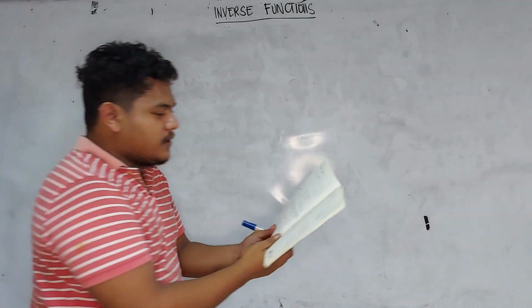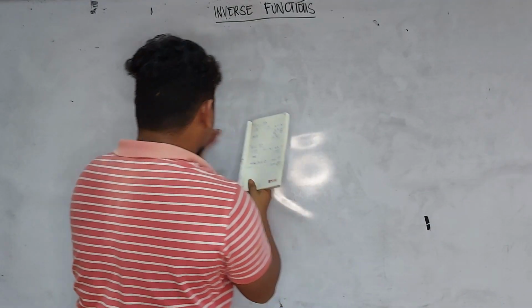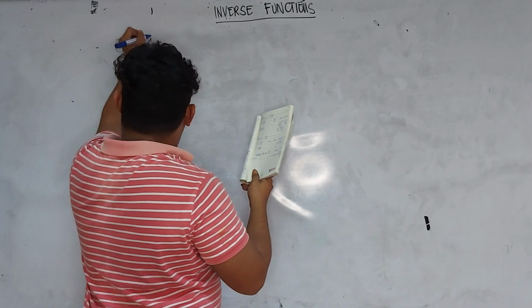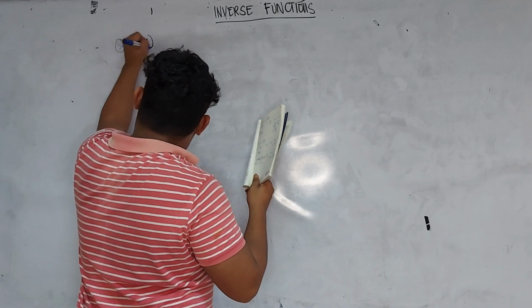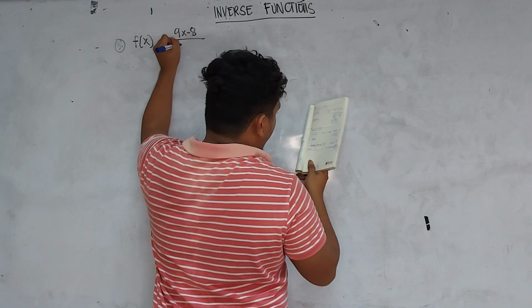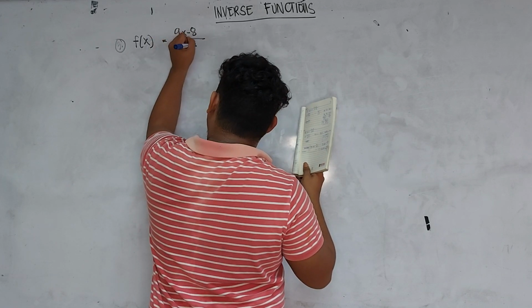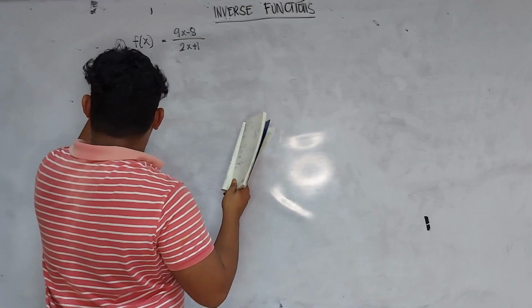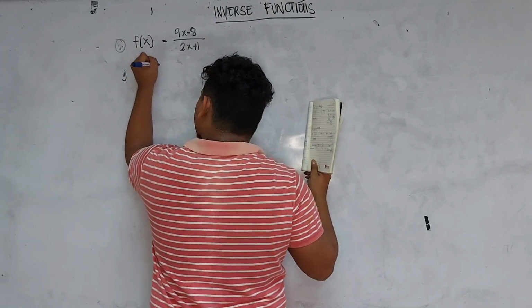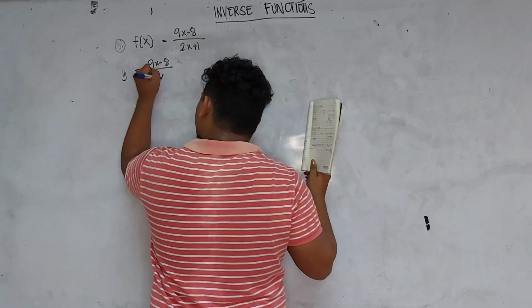Okay, example number 3. f of x equals 9x minus 8 over 2x plus 1. First step, R, rewrite. Y, f of x becomes y equals 9x minus 8 over 2x plus 1.